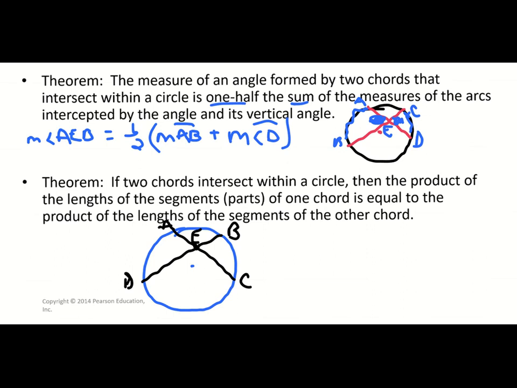So they're saying that segment AE times segment EC, so that will give us our first chord right here, is equal to the length of segment BE times segment DE.